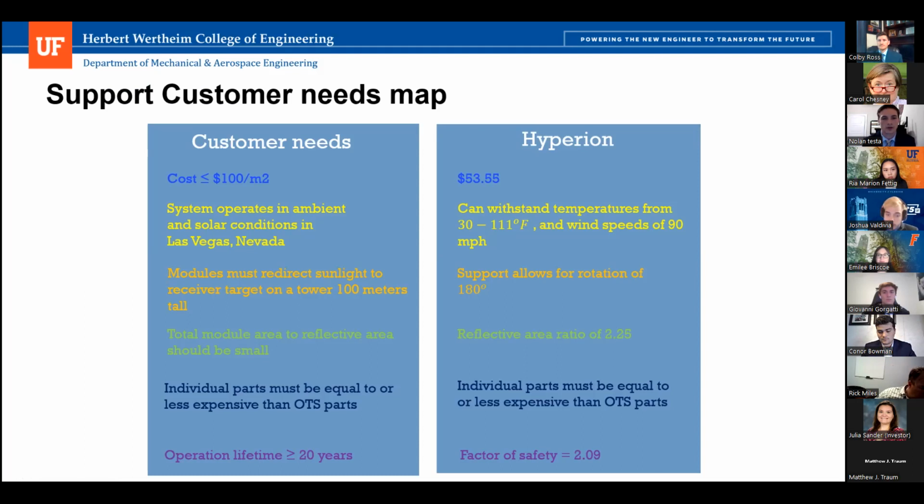The total module area to reflective area should be small. Our reflective area ratio is 2.25, but we could decrease the amount of concrete we have per module, but we didn't think that the 2.25 ratio was that much of an issue, so we left it. The individual parts must be equal or less expensive than OTS parts, and that's exactly what we have. Most of our components are OTS parts. And then the operational lifetime must be greater than or equal to 20 years. Our factor of safety was 2.09, and all of our components are steel and will be able to last out there in the conditions.